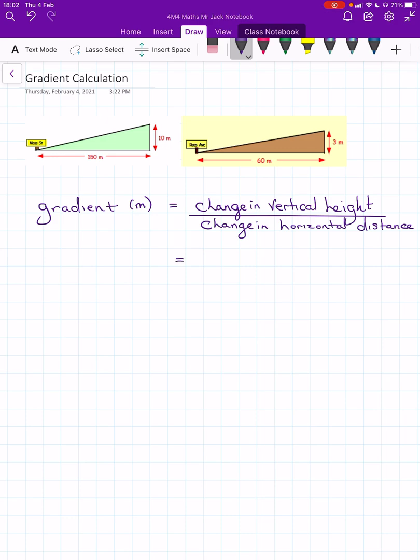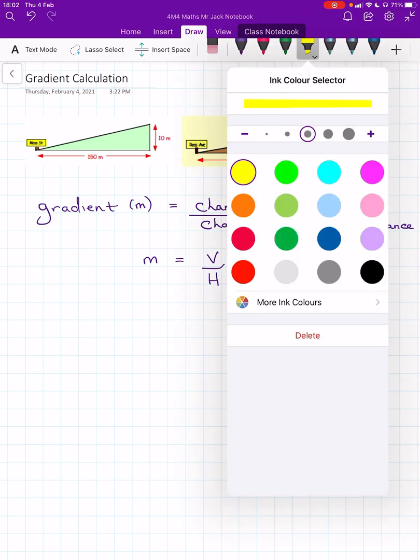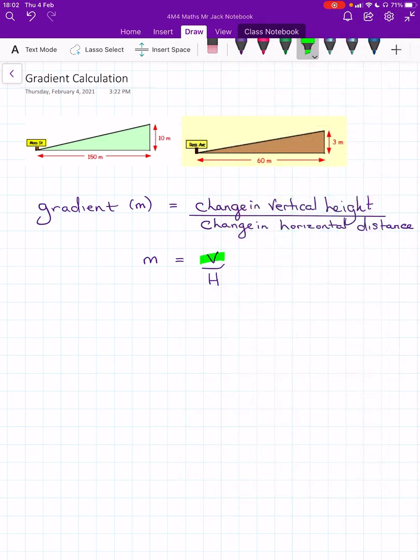Now you'll be pleased to know that we can abbreviate this down to V over H, okay? As long as you get that right. Please, please, please get it in that order, okay? If you do H over V, you're going to get it wrong. It's V over H, vertical over horizontal, okay?